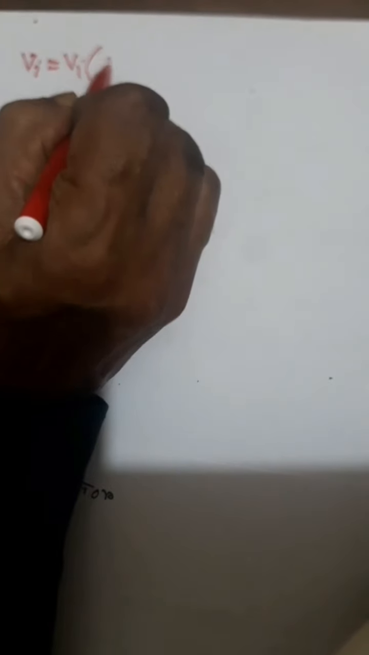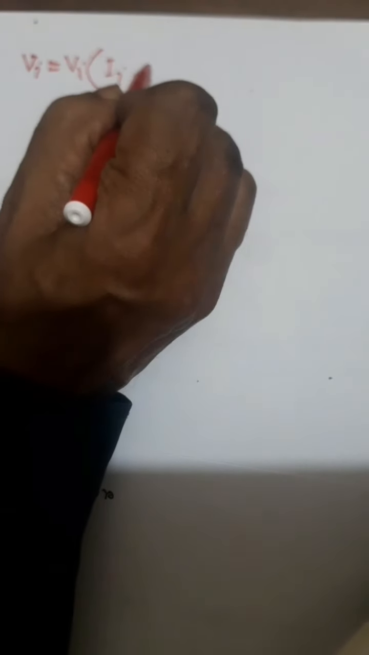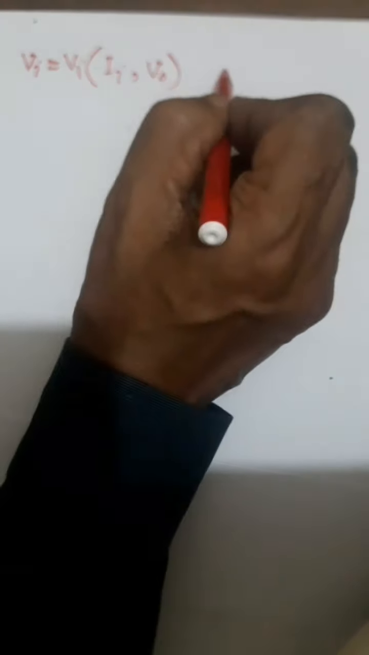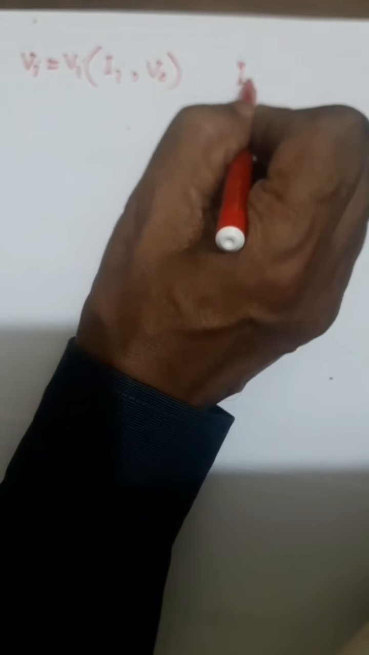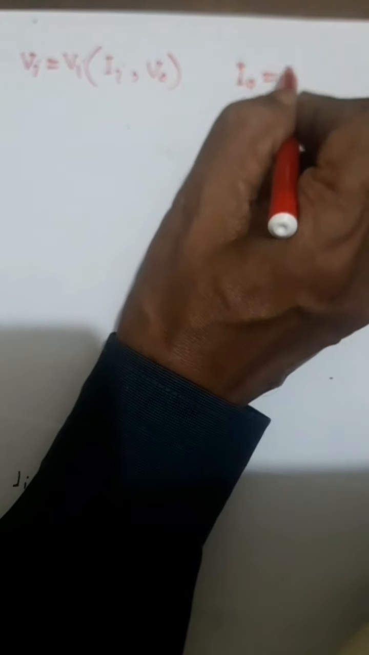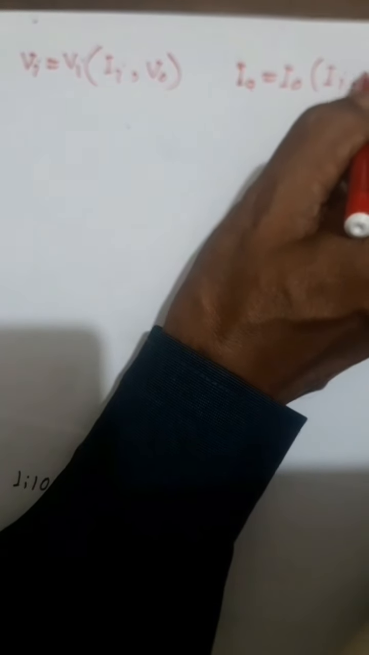For hybrid parameters, input voltage Vi and output current Io are taken as functions. That is, Vi is a function of Ii and Vo, and Io is a function of Ii and Vo.